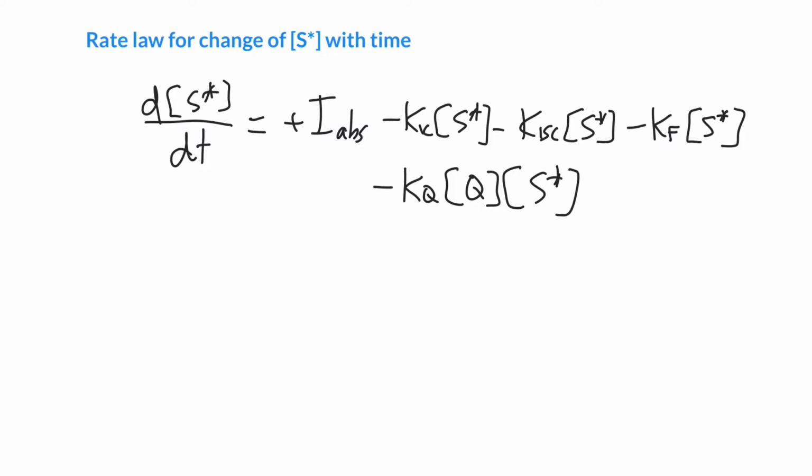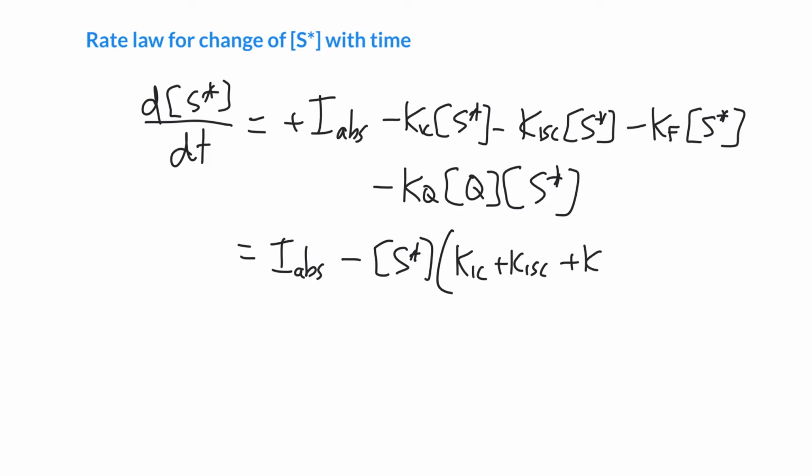We can collect terms here a little bit, and so we can see that we've got a whole bunch of terms here that involve S star, so we can factor that out. And then we've got internal conversion, intersystem crossing rate constants, our fluorescence rate constant, and then we've got our new rate constant here, our quenching constant times our concentration of quencher.